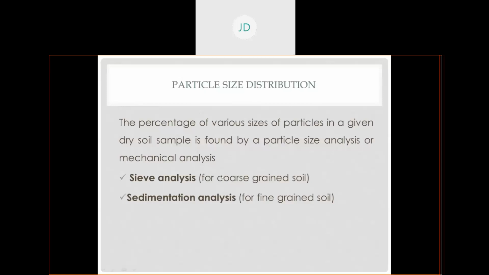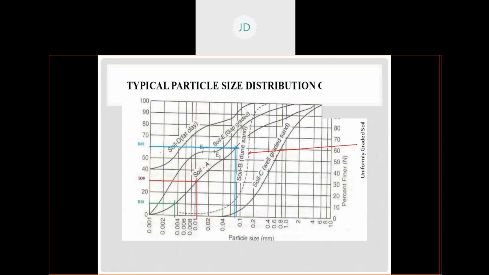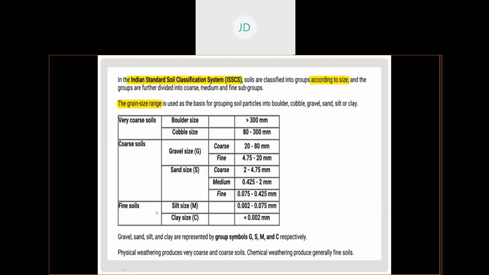In case of coarse grained soil, it may contain sand and gravel. And for now, we only consider sand. I think from this table you will get the idea. This is fine grained soil, this is coarse grained soil.